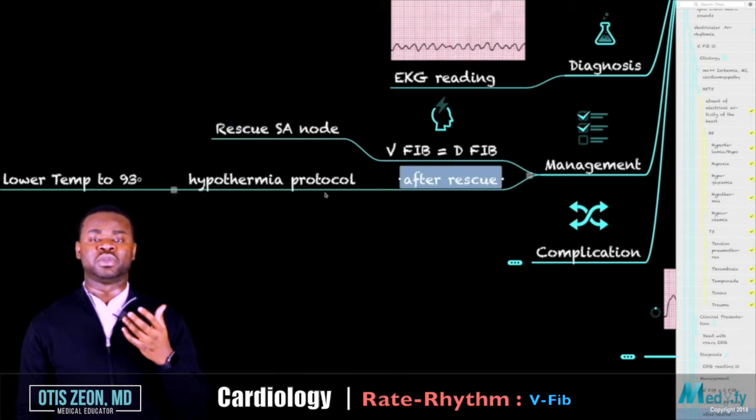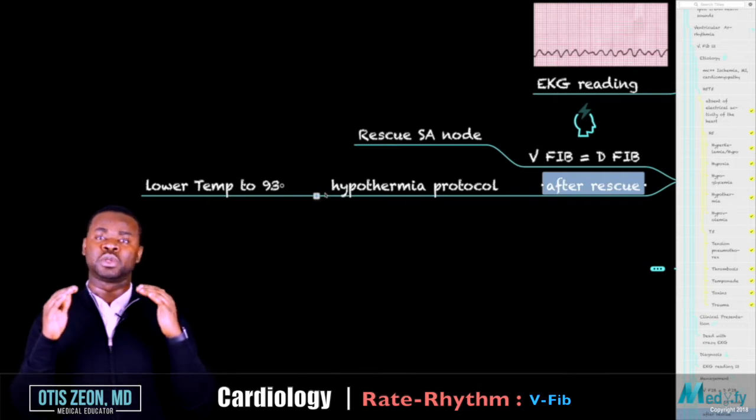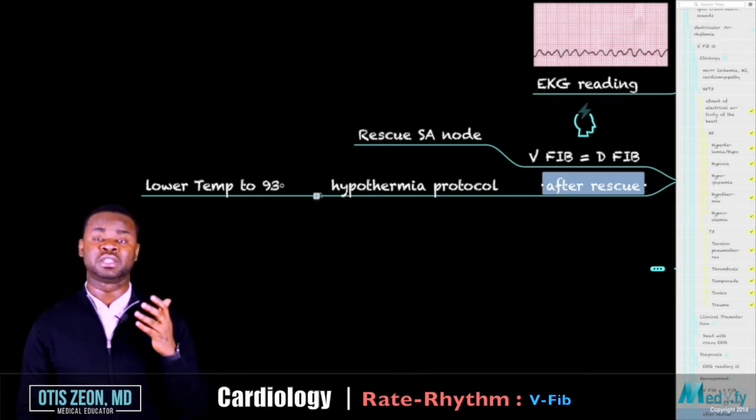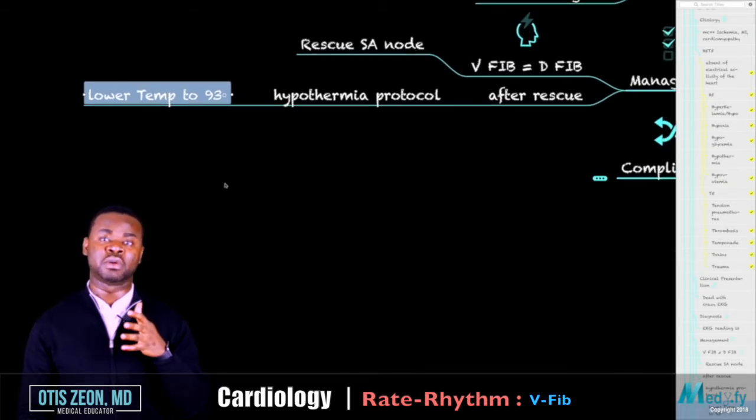So then after the person is rescued, what do you do then? You place the person on what is called a hypothermic protocol. Essentially, you want to lower their body temperature to about 93 degrees Fahrenheit, and basically you continue with the supportive therapy from there. This person will likely be in ICU for a while.